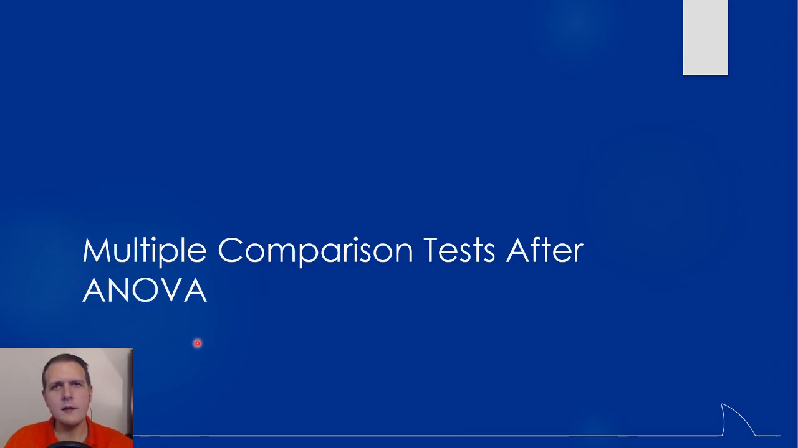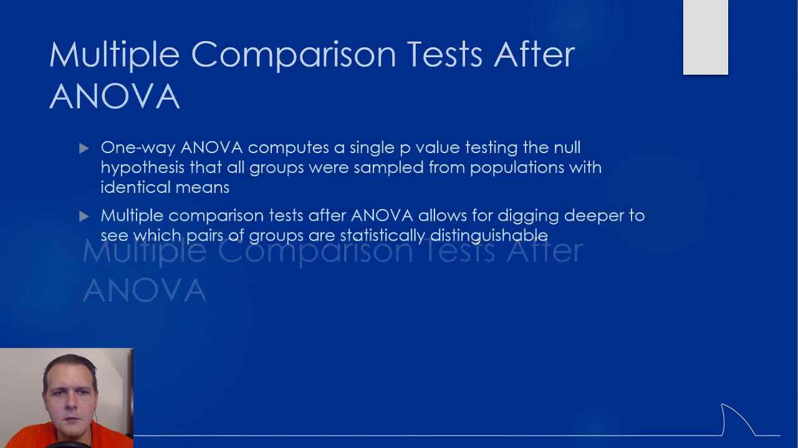So once we get a one-way ANOVA, and it comes back with a low p-value, we can reject the null hypothesis that says there's no difference between the different groups. And after this, we have to figure out, well, where does that difference lie? Between which groups is there a statistically significant difference? And this is where multiple comparisons after an ANOVA come into play here.